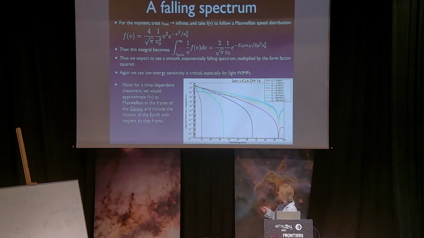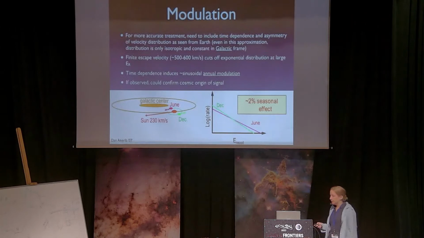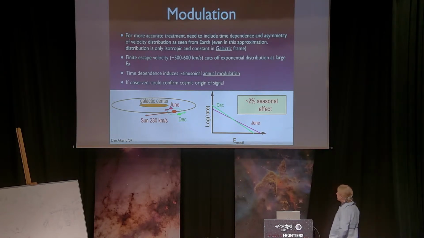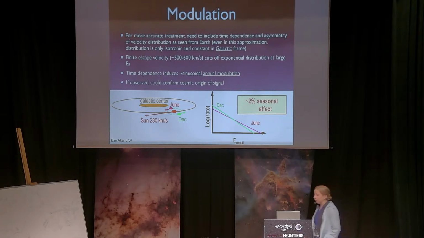So to do this right, we should take into account that the lab frame and the galactic frame are not the same. We should take into account the motion of the lab through the galaxy. If you do this correctly, you need to include the time dependence and the asymmetry of the velocity distribution as seen from the Earth. Our galaxy has a finite escape velocity of about 500 to 600 kilometers per second. And the lab is on the Earth, which is moving around the sun, and the sun is moving around the galaxy. So this famously leads to an annual modulation effect, where when the Earth and the sun are moving together through the galaxy, into the wind of WIMPs, you get an enhanced signal. When they're moving opposite to each other, you get a reduced signal.